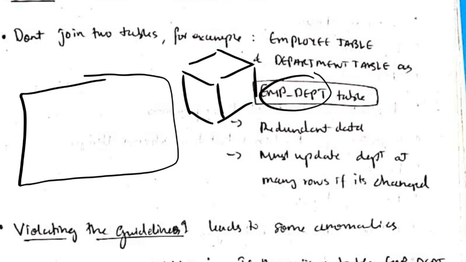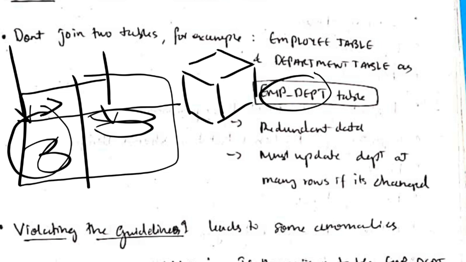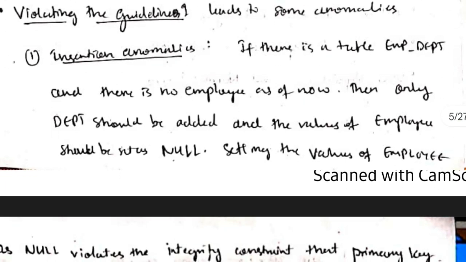Since the employee and department are integrated in one table, we have to leave the employee values empty, since no employee has joined yet, and add the department values. When we add just the department values, the employee values will be null, and the employee SSN is a primary key value, and primary key values cannot be null, right? That is the violation of a constraint, that is insertion anomalies.